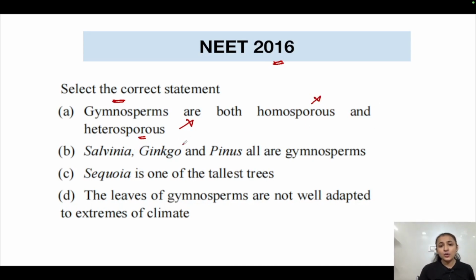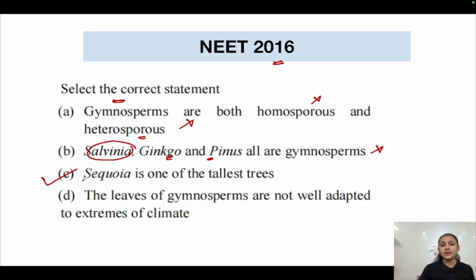Salvinia, Ginkgo and Pinus all are gymnosperms. This statement is also incorrect. Ginkgo and Pinus, yes, they are gymnosperms, but Salvinia is a pteridophyte. Sequoia is one of the tallest trees. Yes, this statement is correct.